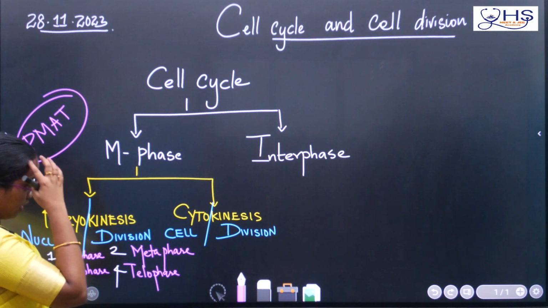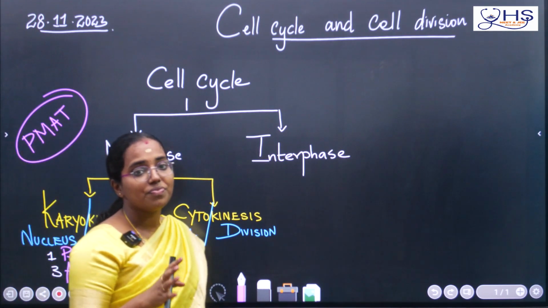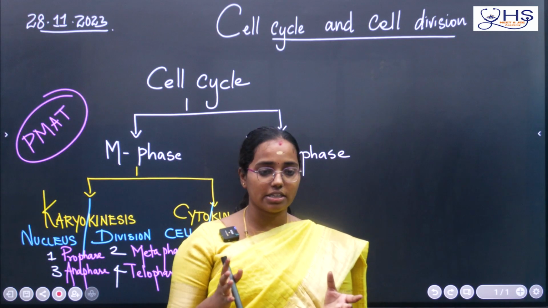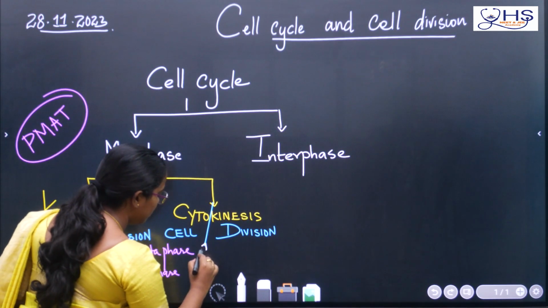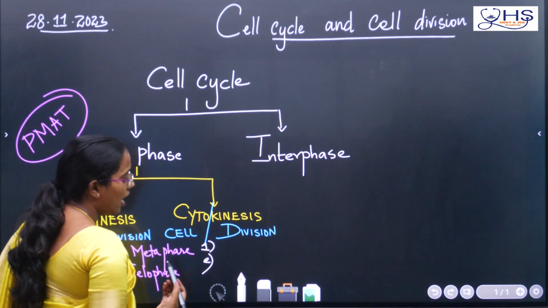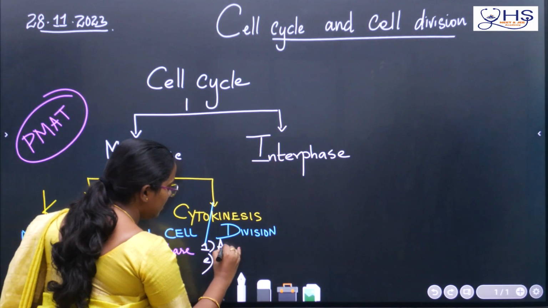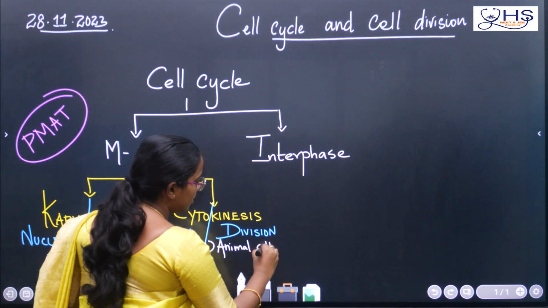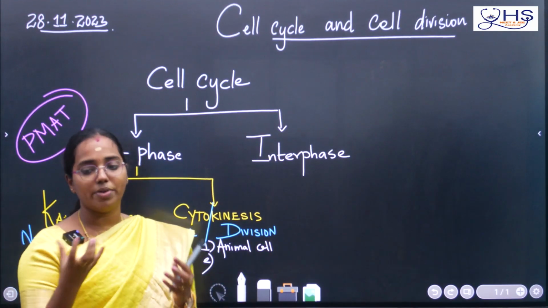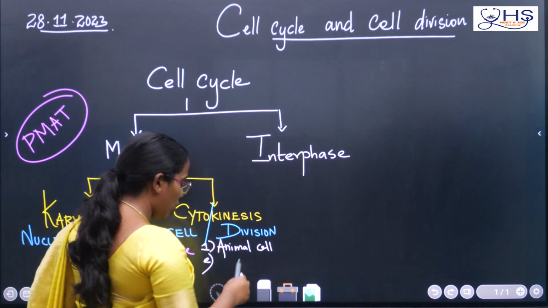And what about cytokinesis? Cytokinesis is very simple. Cytokinesis அப்படினா cell divide ஆகிறது. Yes, there are 2 types of cells. One is plant cell, another one is animal cell. In case of animal cell, the cytoplasm division will be by the furrow method. What is that furrow method?